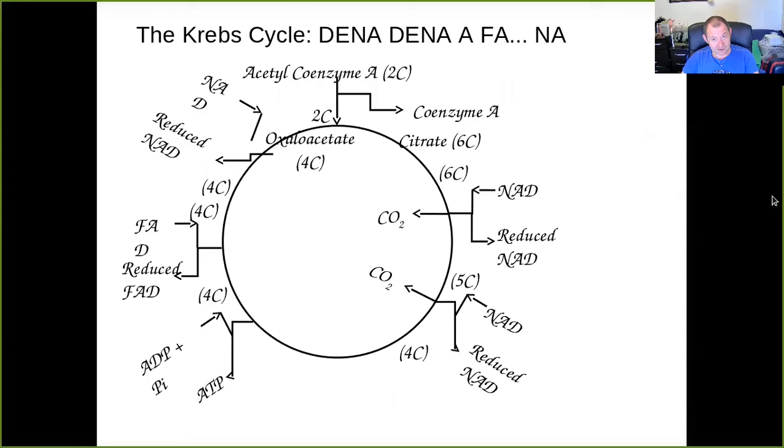So, DENA, DENA, AFANA. Decarboxylation and production of reduced NAD. DENA, decarboxylation and production of reduced NAD. There's the CO2. A, production of ATP. FA, production of reduced FAD. NA, production of reduced NAD, but in this case, without decarboxylation, no carbon. So, DENA, DENA, A, FA, NA. That's how you remember it. Go through it a few times and it will stick.